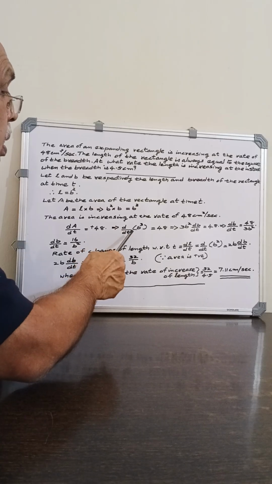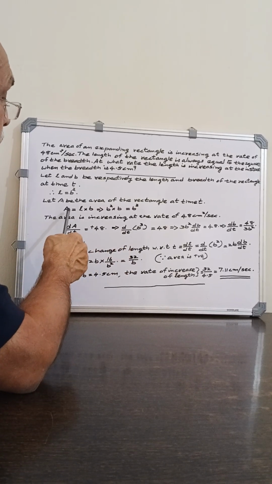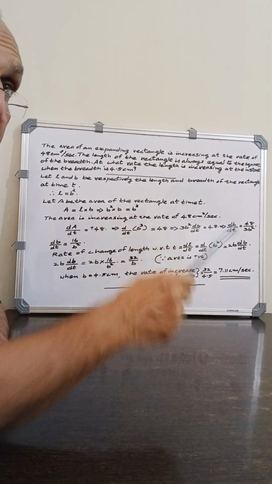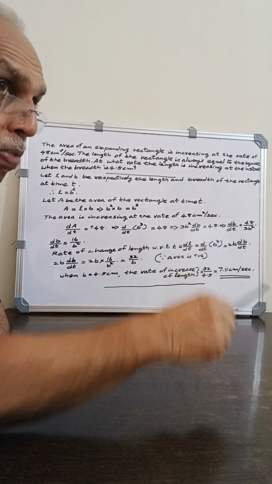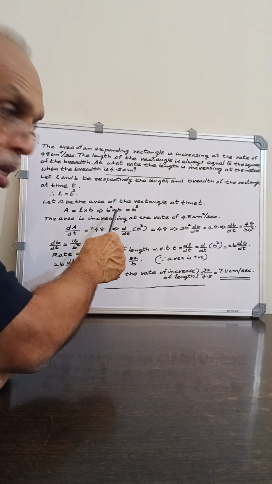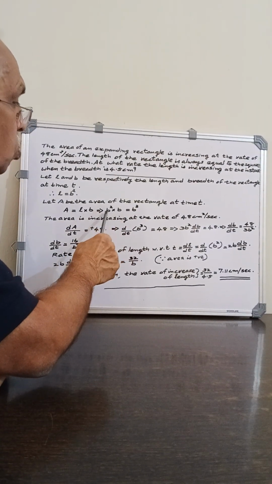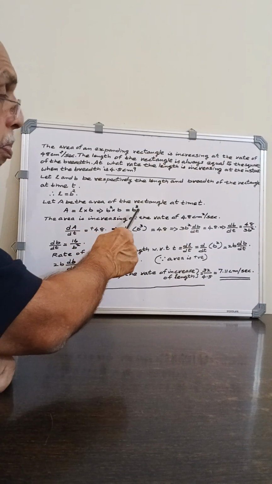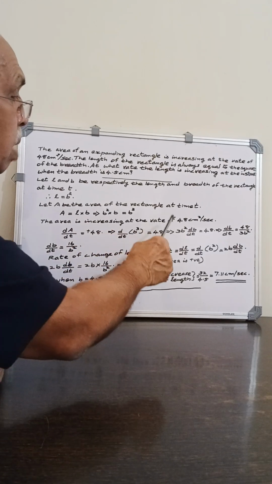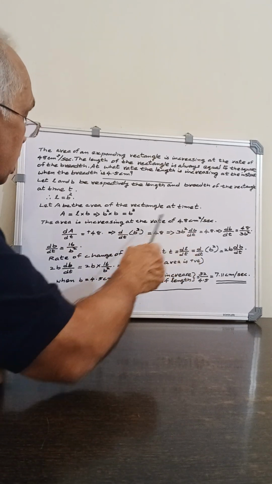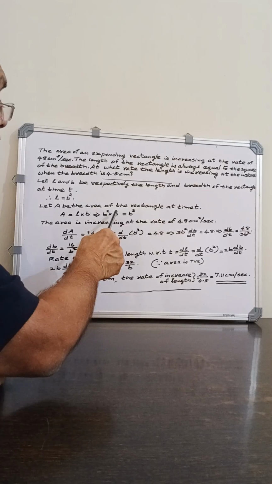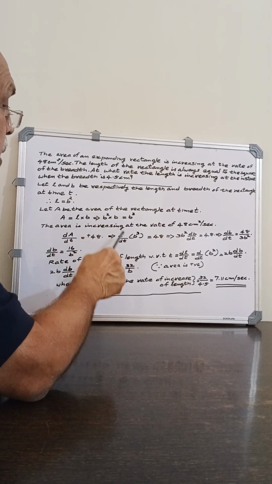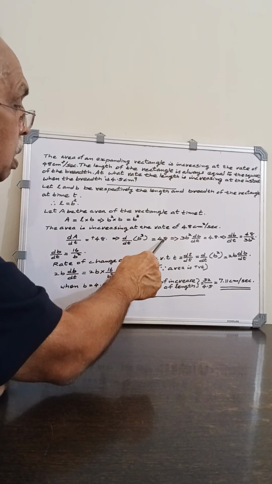That is d by dt of B cubed. Why? Because we already defined area equals B cubed. Because it is L into B, and L is the square of the breadth. Therefore, instead of L, I am putting B squared into breadth B, so B squared into B gives B cubed. I concluded the area to be B cubed. Therefore, area increasing at 48 centimeters squared per second means dA by dt equals plus 48. That means d by dt of B cubed equals plus 48.